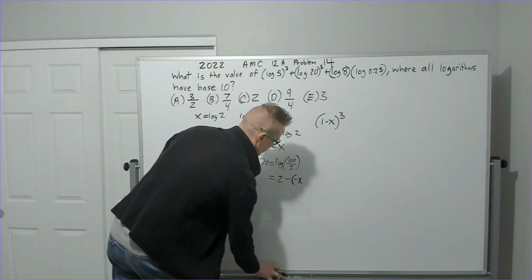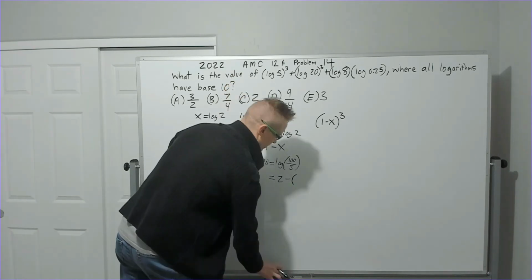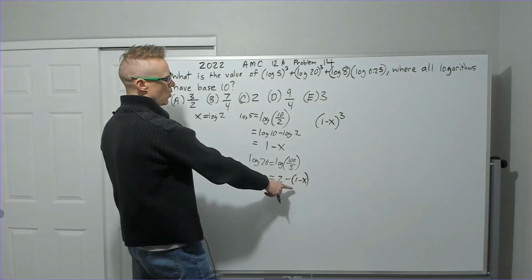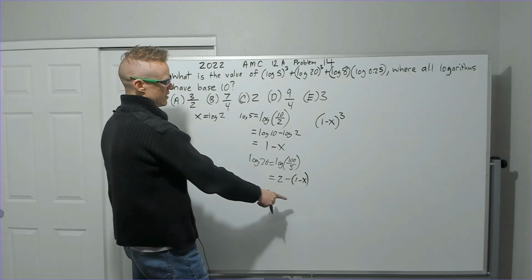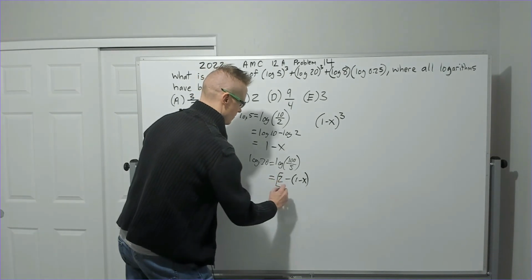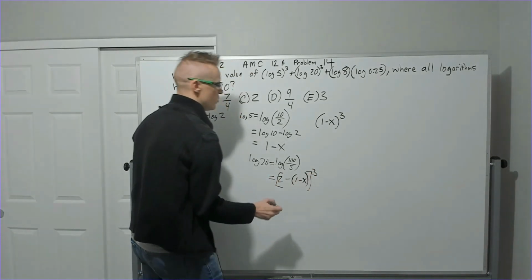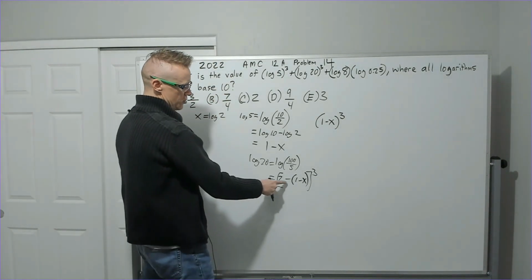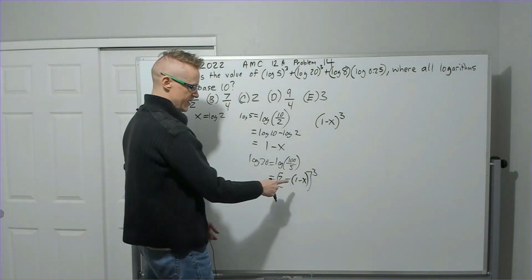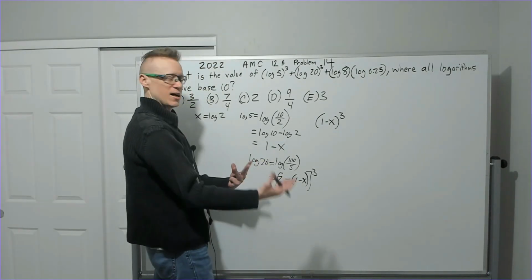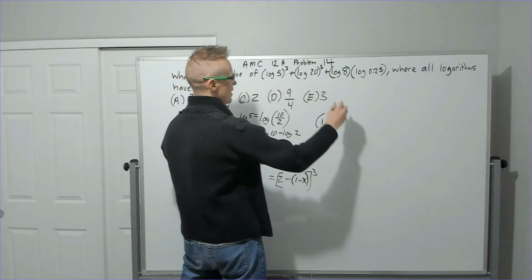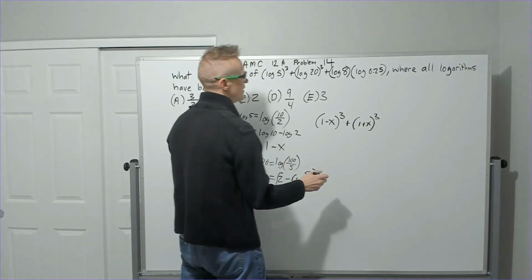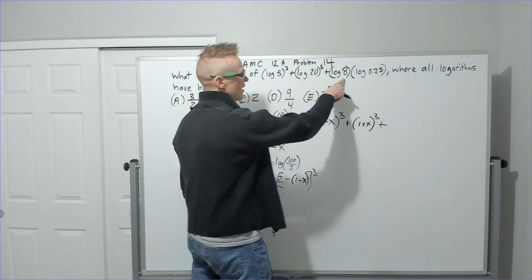Well, where'd the 1 go? My brain said it, but my hand was like, nope, not going to write that. 2 minus 1 minus x, and then that's cubed. So now we can put that here. In fact, let's go ahead and simplify. 2 minus 1 is just 1, and negative negative is positive x. So you're going to have 1 plus x cubed. And then over here, log 8.